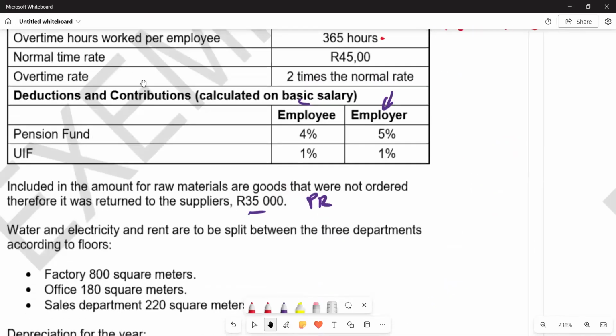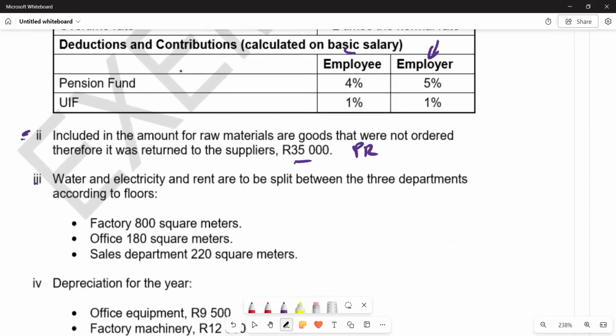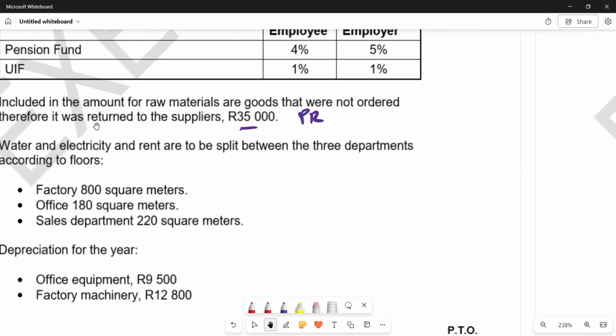So if you go down, you'll see that we have the instruction here on item 3. He's saying water and electricity and rent are to be split between the three departments according to floor area: factory covering 800 square meters, office 180 square meters, sales department 220 square meters. So basically we can come up with a ratio, 800 is to 180 is to 220, for factory, office and sales department.